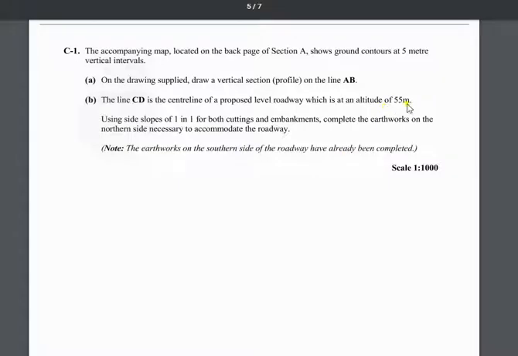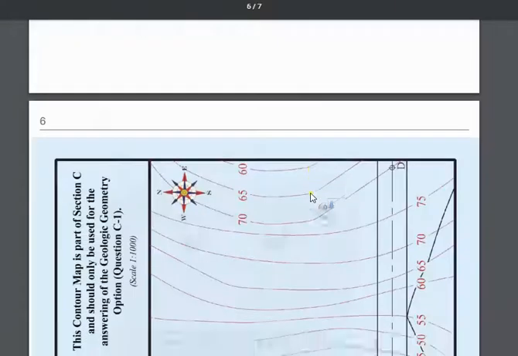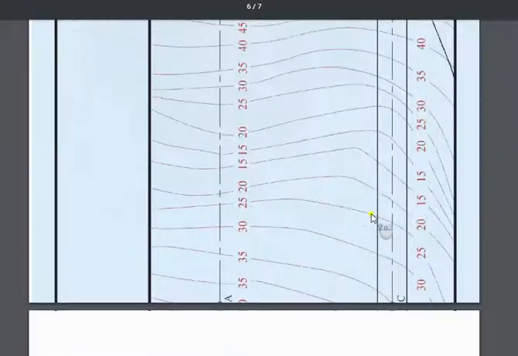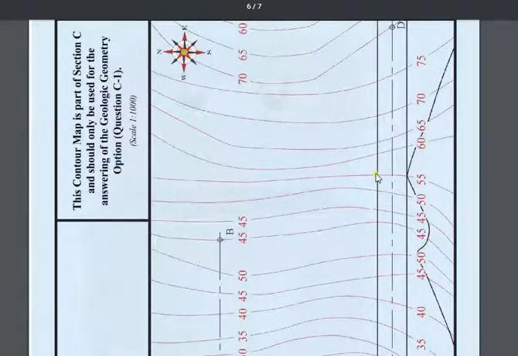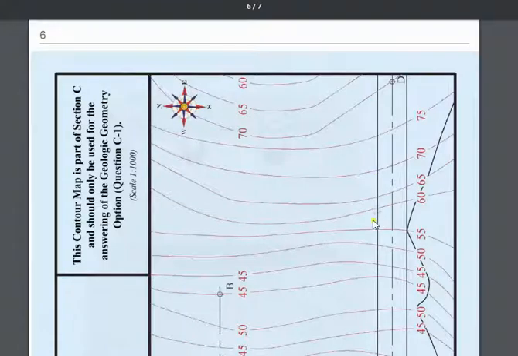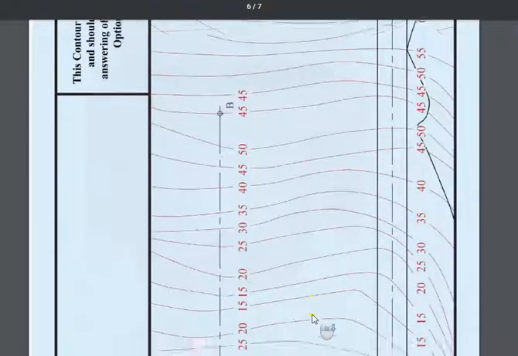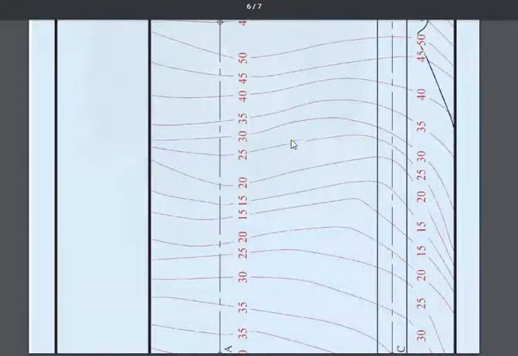So it's 55 meters. This here is 55 meters. So there's one point on the road that's 55 meters. What we'll notice here is this section here is going to be cut and the rest of this section here is going to be filled. So we just set up our 2 height lines and mark off all our intervals along this.